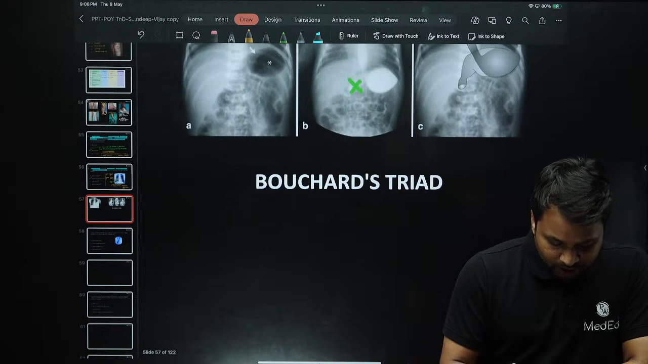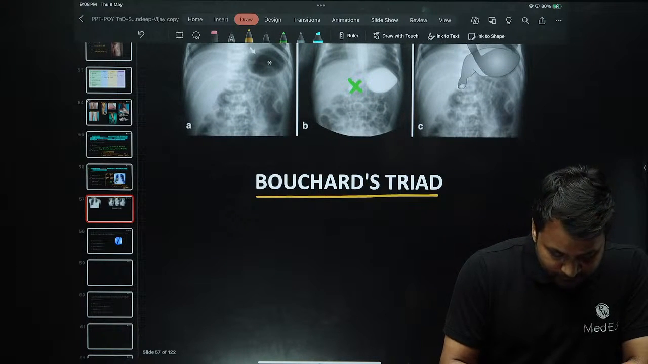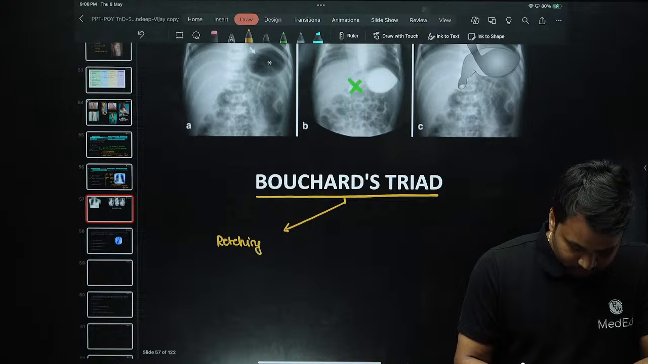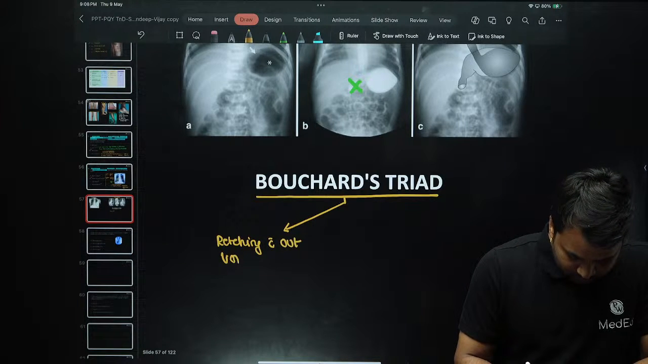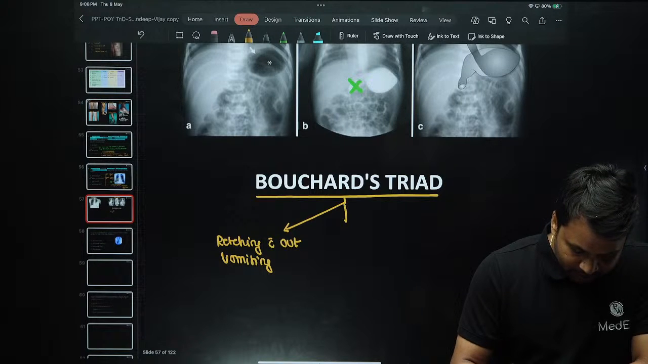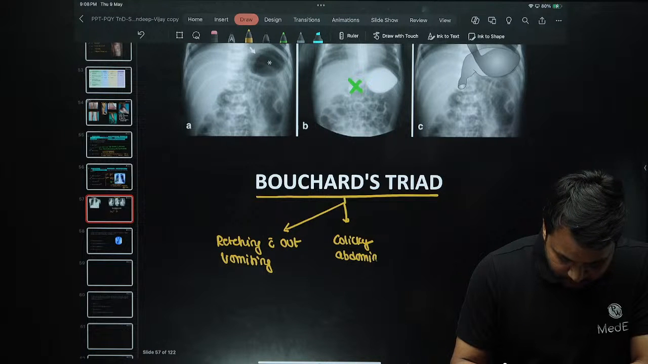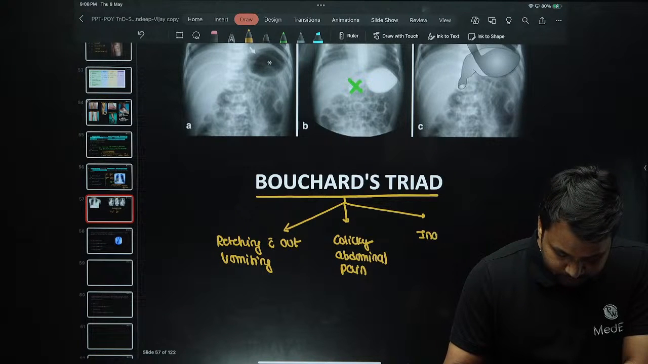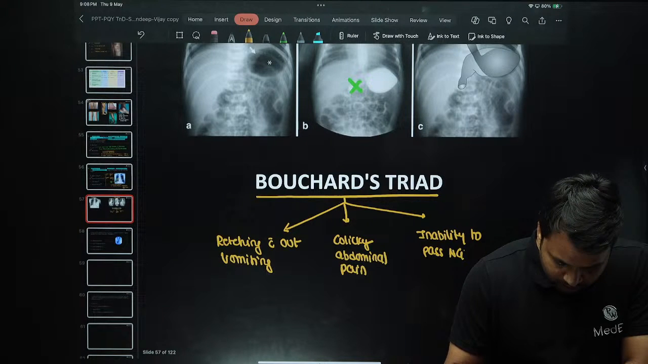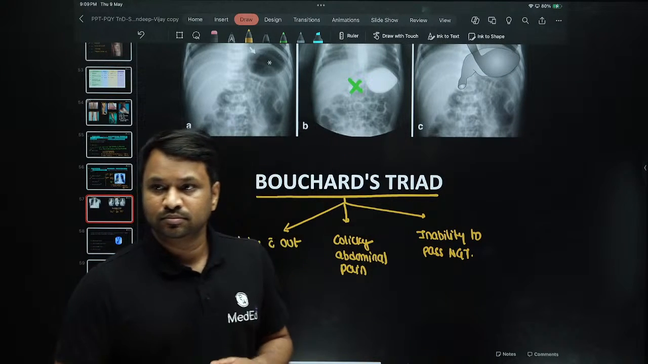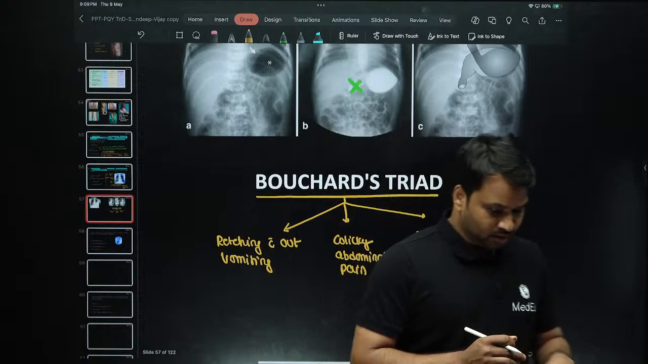What is a Borchardt's triad? In a Borchardt's triad, the patient will have retching without vomiting, presence of colicky abdominal pain, and inability to pass a nasogastric tube. And this is what we call the Borchardt's triad, right?